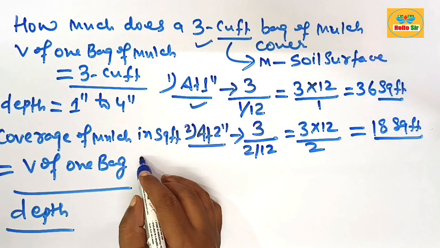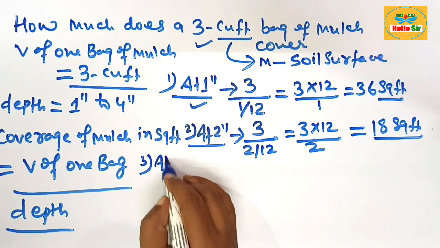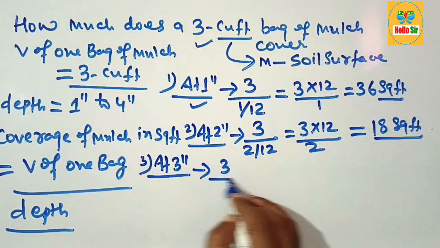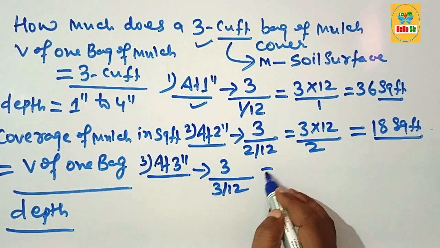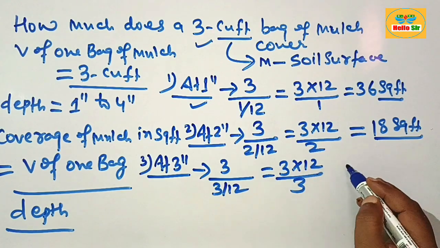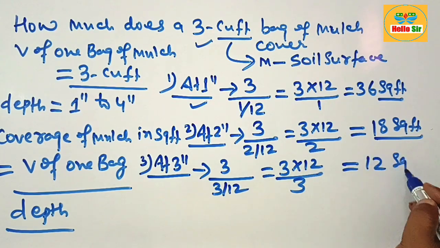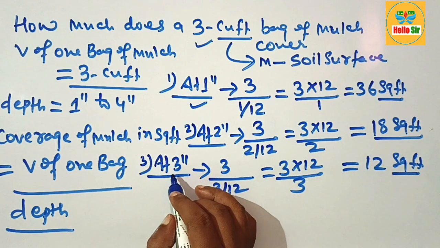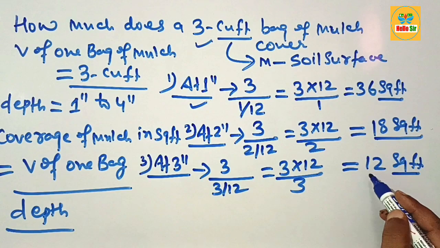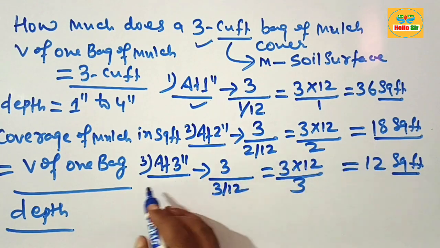Now calculate the coverage at 3 inch depth. The 3 cubic feet divided by 3 by 12 comes to 3 multiplied by 12 divided by 3. It means 12 square feet. It means at 3 inch deep, a 3 cubic foot bag of mulch will cover about 12 square feet of area.